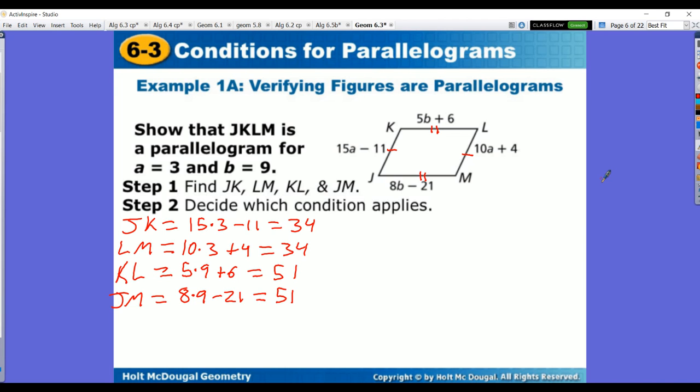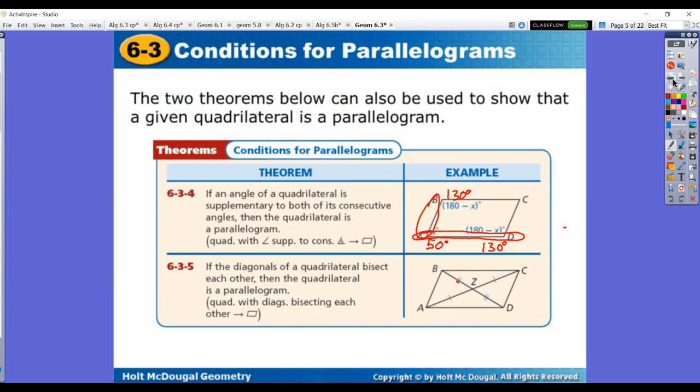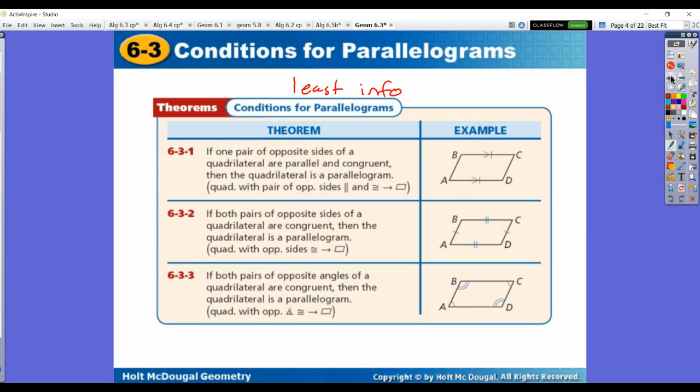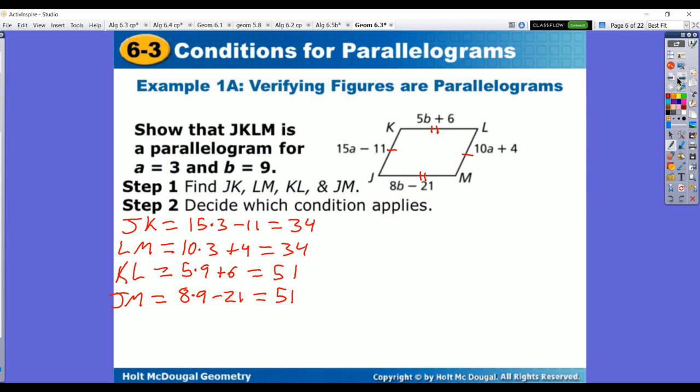With that information, we have enough to apply one of the theorems we just learned about. I'm going to flip back and we'll take a look at it. We need, let's see, not those, this one right here, which shows if you have opposite sides congruent, then you do have a parallelogram. So we'll go ahead and label what theorem we are using.